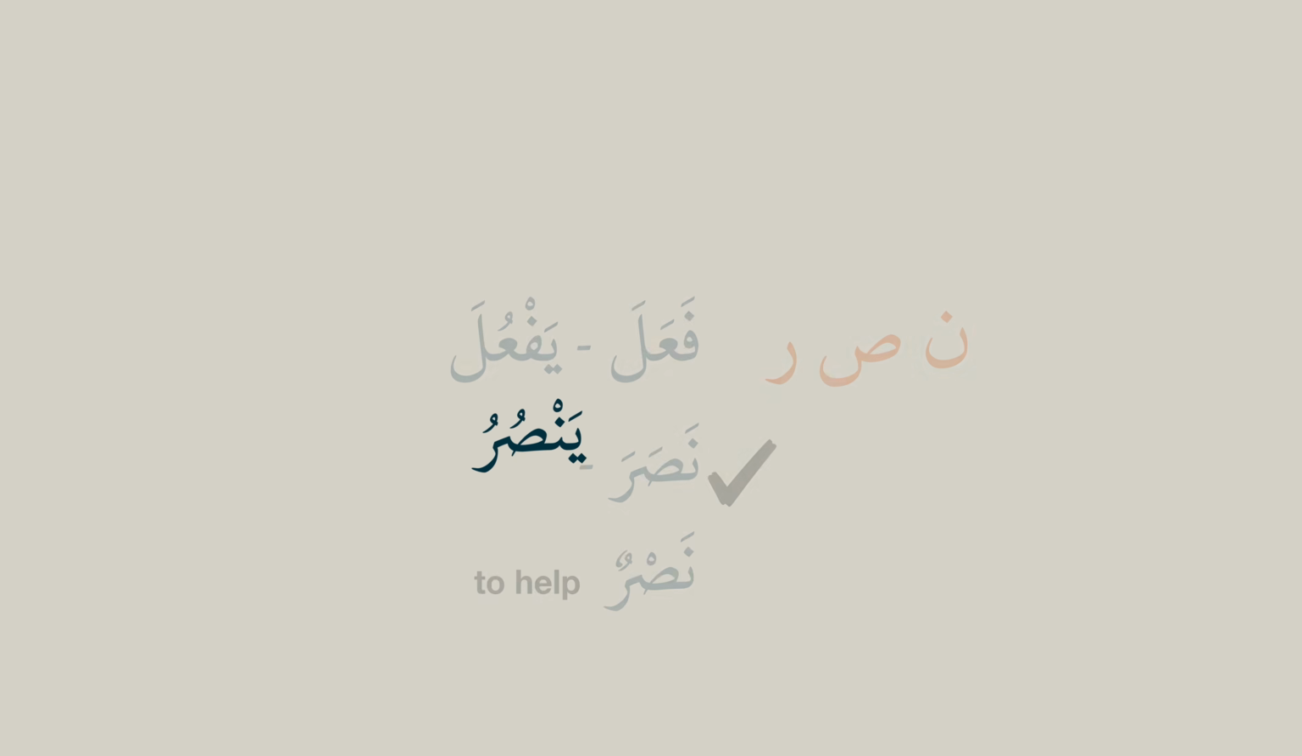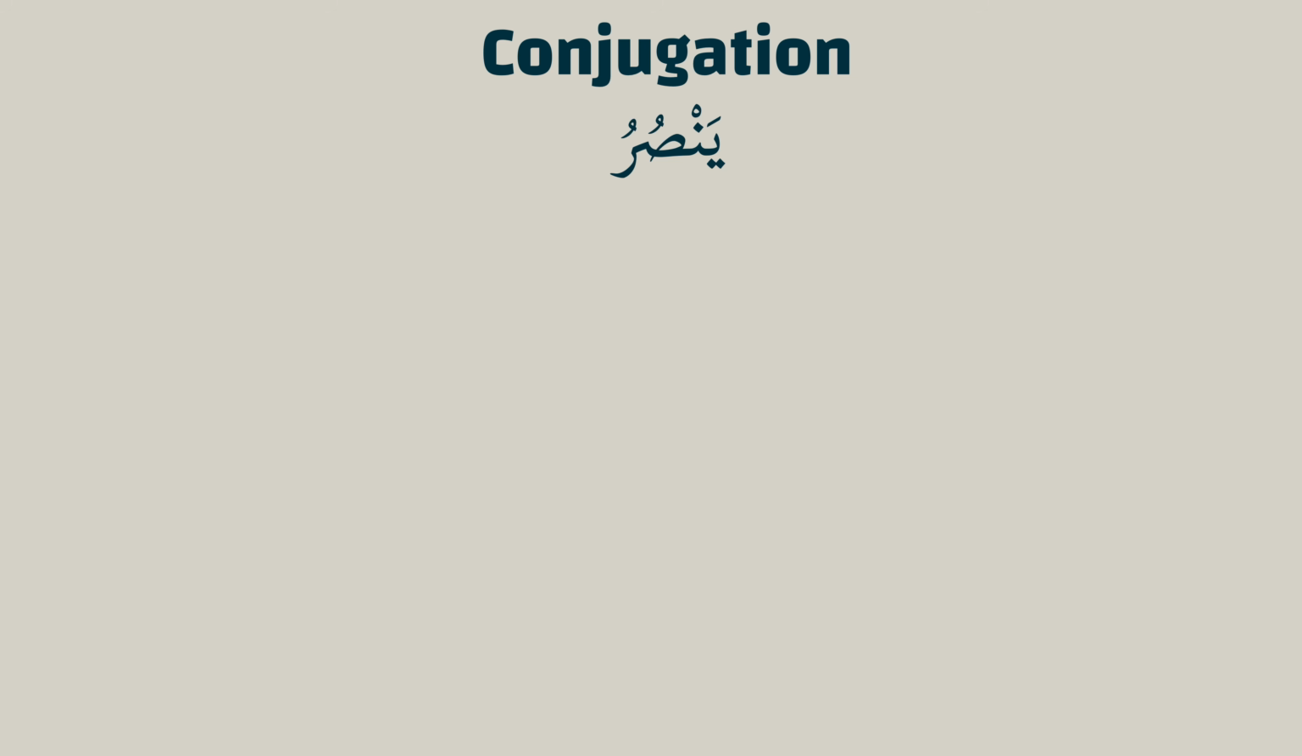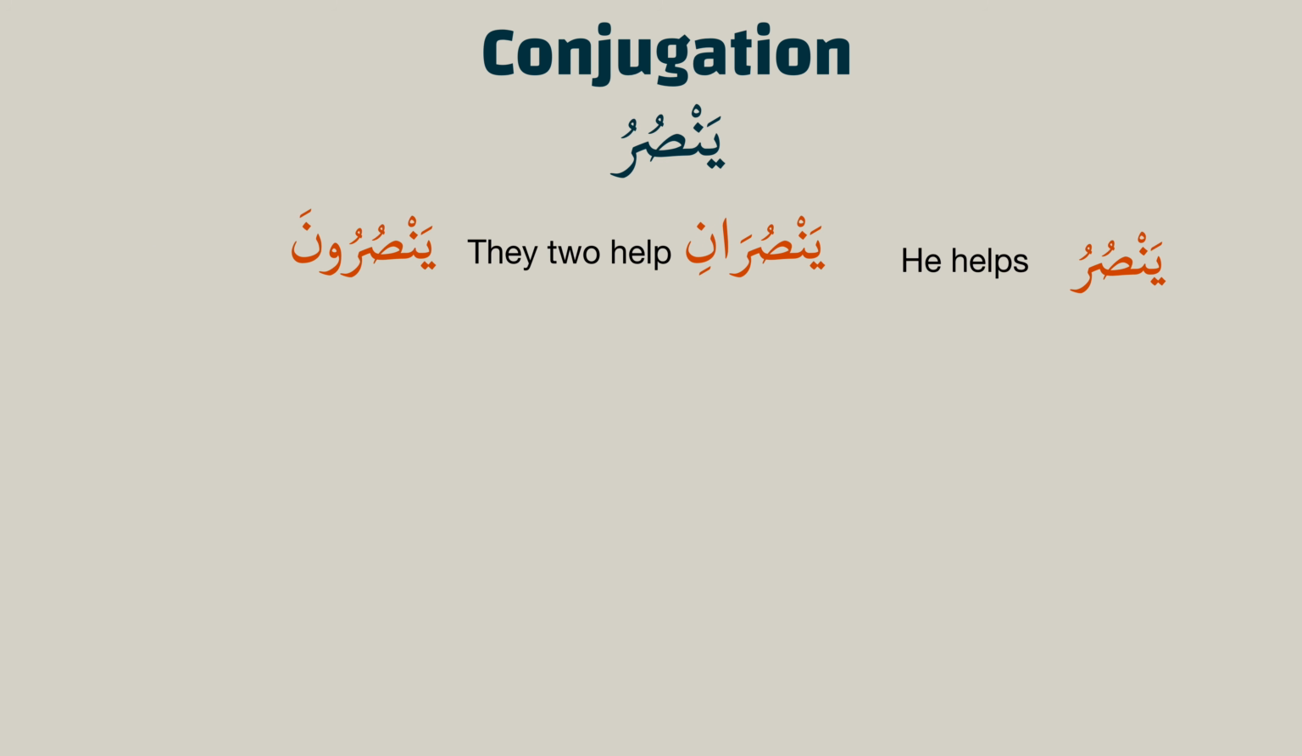Now let's take the root letters nun, sad, ra, which follow the pattern fa'ala, yaf'ulu. So the verbs we get are nasara, yansuru, and its masdar is nasrun, meaning to help. We have already learned the conjugation of the pattern fa'ala and nasara as well. Now let's conjugate its mudari', which is yansuru, which goes as follows. Yansuru, he helps. Yansurani, they two help. Yansuruna, they help. Tansuru, she helps.